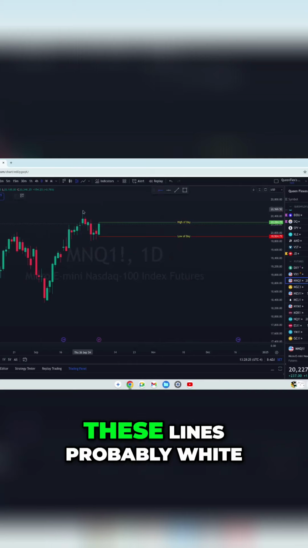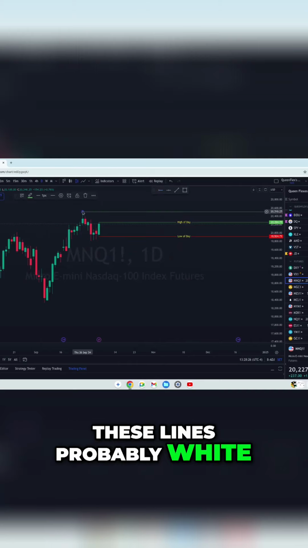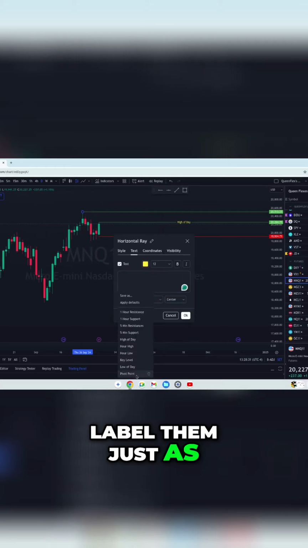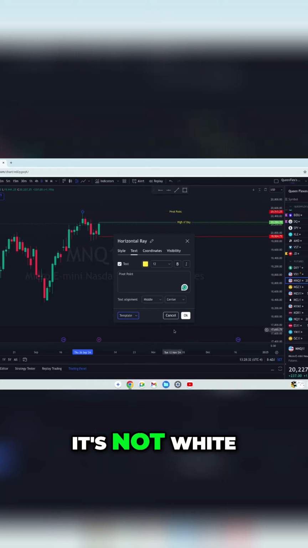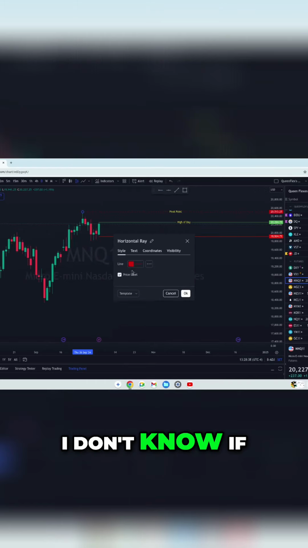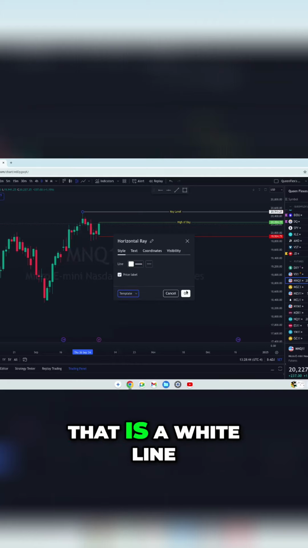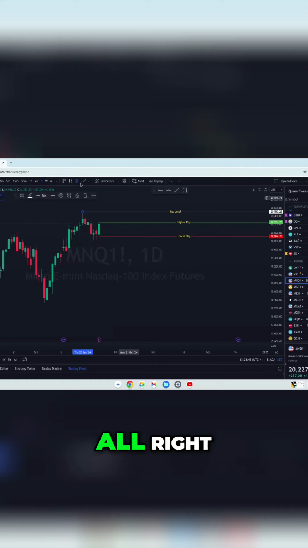I'm going to make these lines probably white because I think that makes sense to me. And I'm going to label them just as pivot points. Oh, it's not white. It's red with dotted. I don't know if I like that. All right, let's go with key levels. That is a white line. I like white. All right.